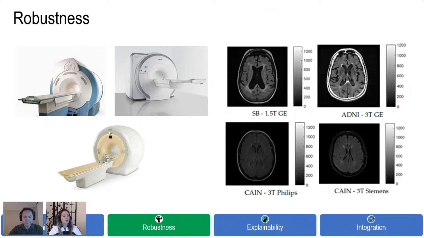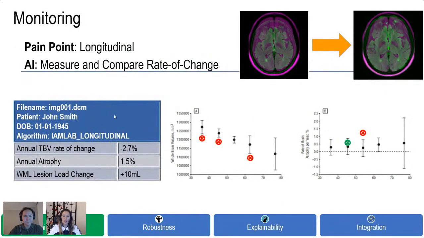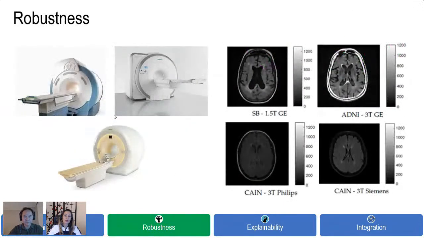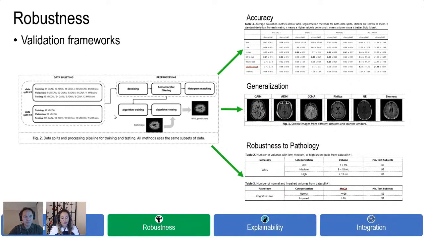Because there are all these types of variabilities, there's even disease variability, right? And differences between men and women, for example. So how do we actually prove that our tool is robust? One of the things we've been developing in the lab in the last few years is validation frameworks. It's a way to put these tools through the wringer and see where their strengths and weaknesses are.